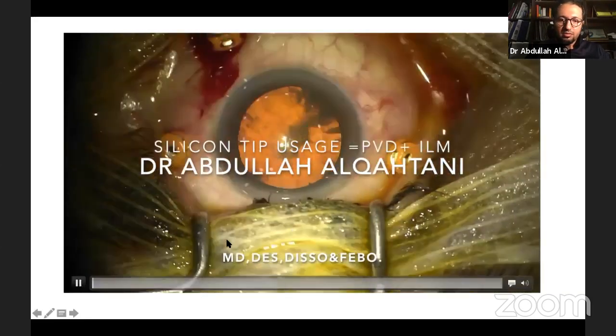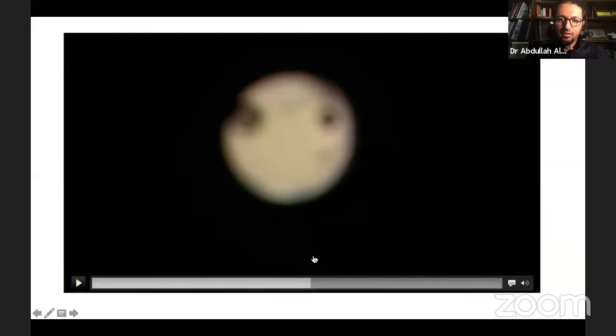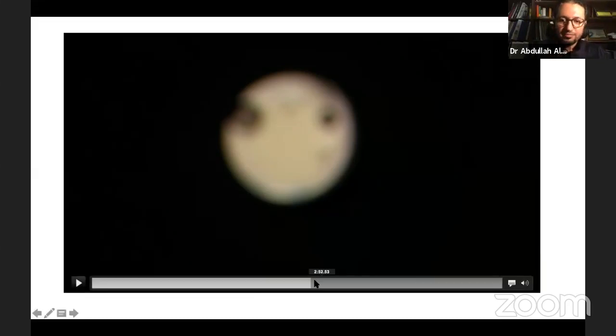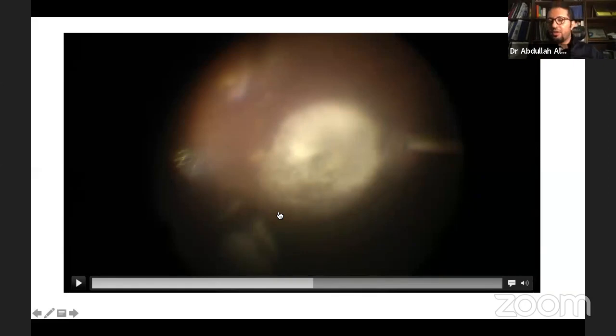So I think maybe we can, yeah. So how can you remove it without, of course, a diamond scraper? A diamond scraper makes it easy, but if you don't have a diamond scraper or silicone tip, how can you remove it, Prof. Ihab, in advice? You mean for the PVD? For the cortex of the PVD, yes. Cortex remnant of the PVD.